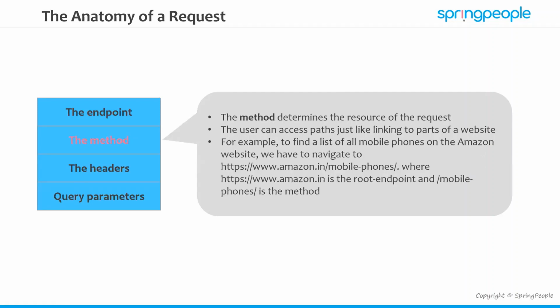The path determines the resource of the request. Users can access the path just like linking to a path on a website. For example, to find a list of all mobile phones on the Amazon website, we navigate to amazon.in/mobile-phone, where amazon.in is the root endpoint and /mobile-phone is the path. Similarly, in our case, play.google.com was the endpoint and /log was our path.